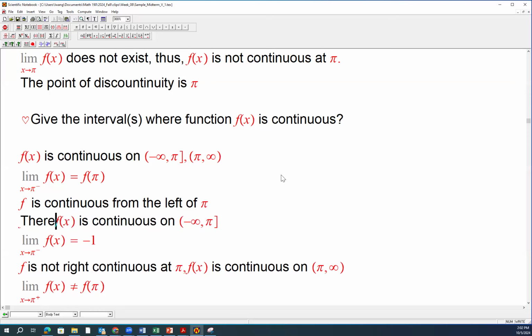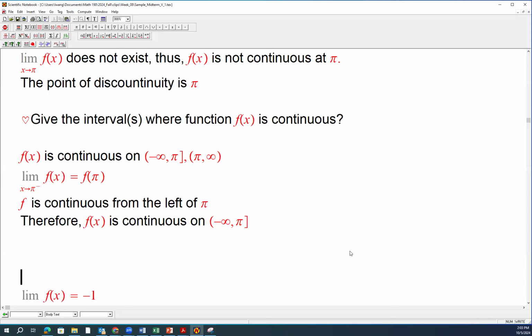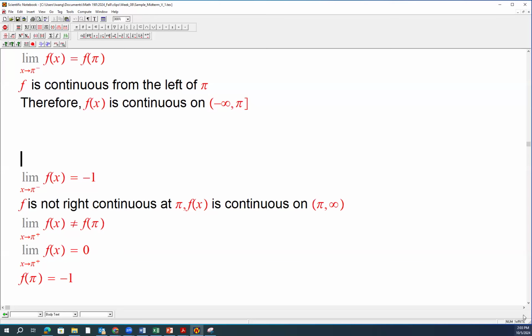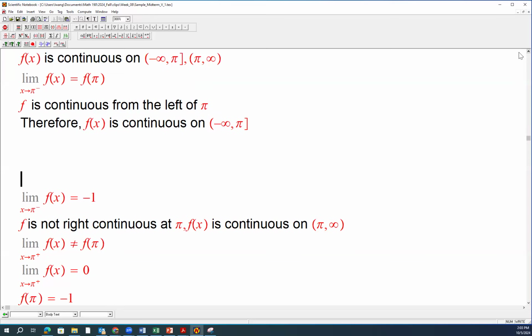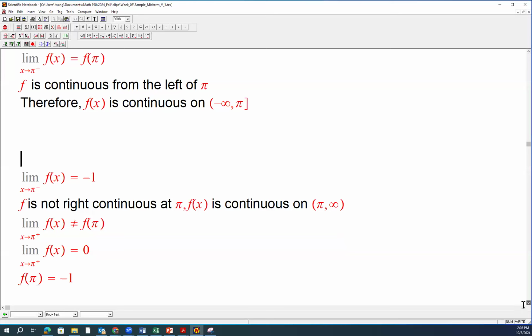Therefore, f of x is continuous from negative infinity to pi, right? So this is the whole picture from discontinuity. So this piece is the reason that we draw the conclusion that f of x is continuous on the interval from negative infinity to pi, including pi, applying the definition.